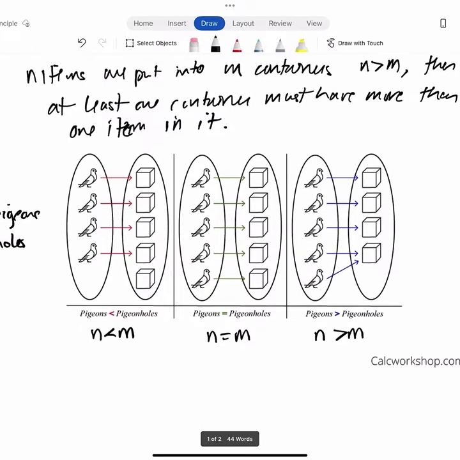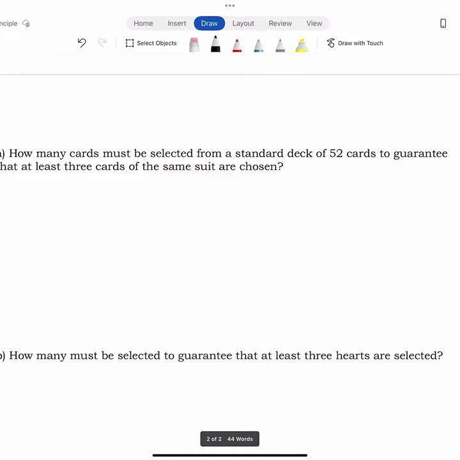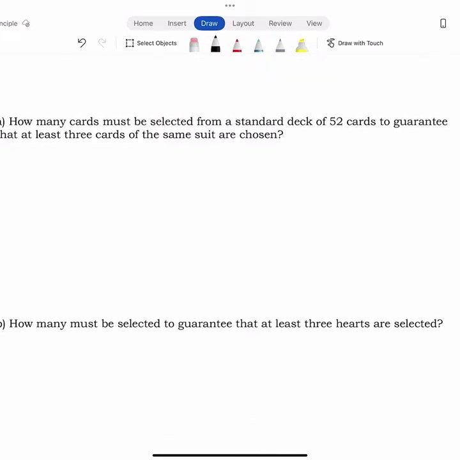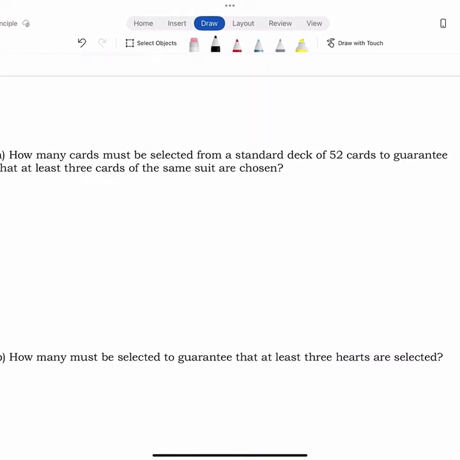So how do we apply this? How many cards must be selected from a standard deck of 52 cards to guarantee that at least 3 cards of the same suit are chosen? So remember, we're thinking worst case. So think about what you know about a deck of cards. If you don't know about a deck of cards, go ahead and look at a picture of a deck of cards. There are 4 suits, and there are 13 cards of each suit.